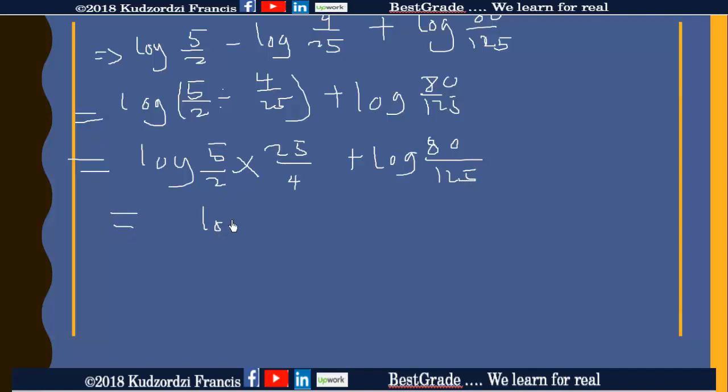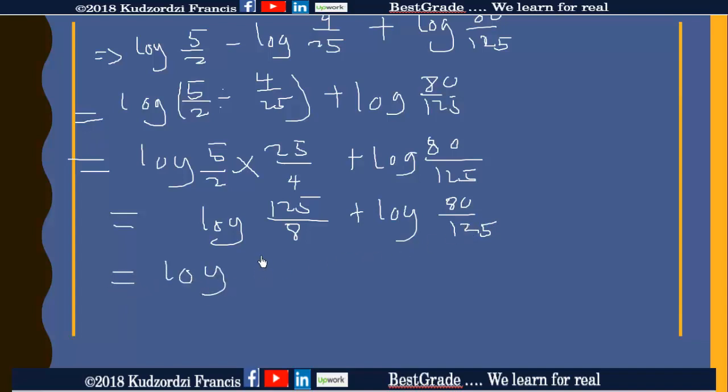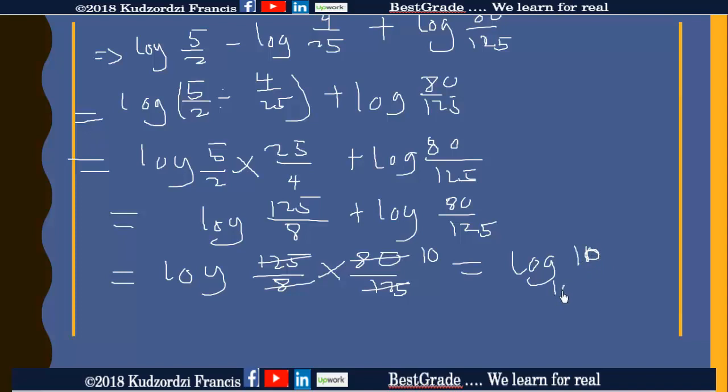So this will give us log 125 over 8 plus log 80 over 125. Now this will give us log 125 over 8 times 80 over 125. So this will cancel this, then 8 will go into this 10 times, so we are left with log 10. But we know that we are solving base 10, so log of the base will give us 1.